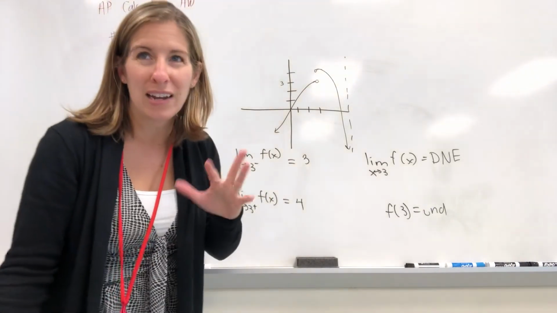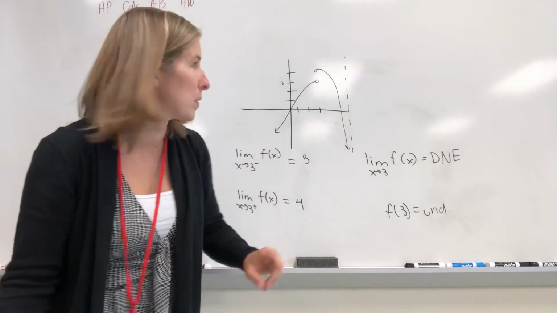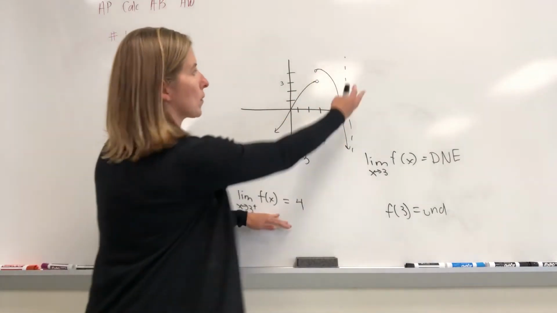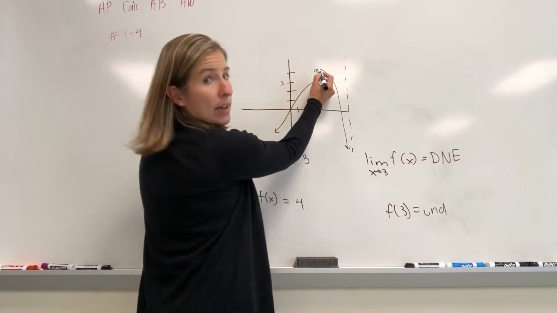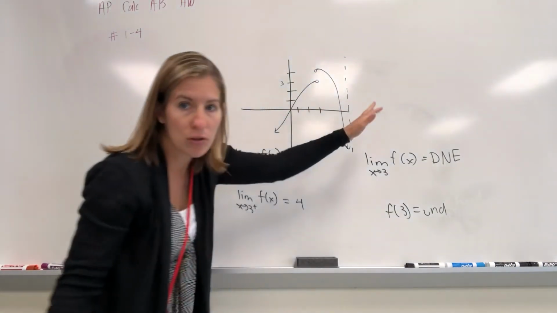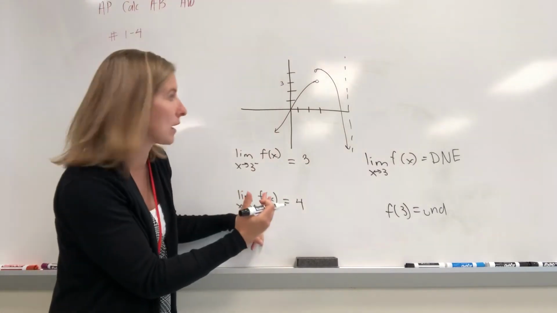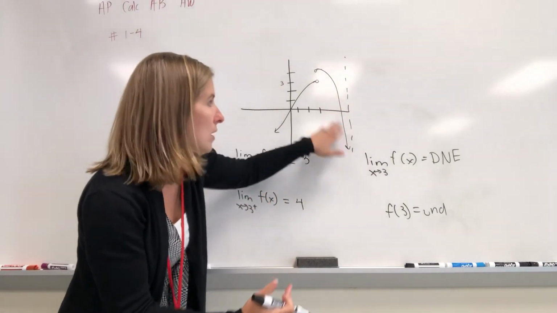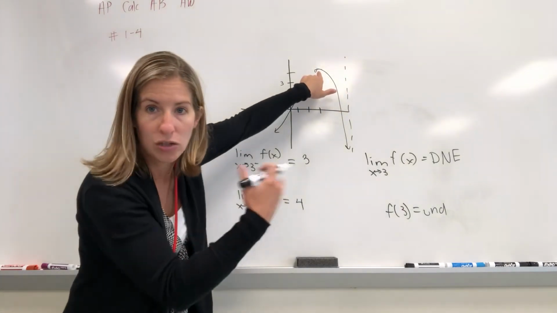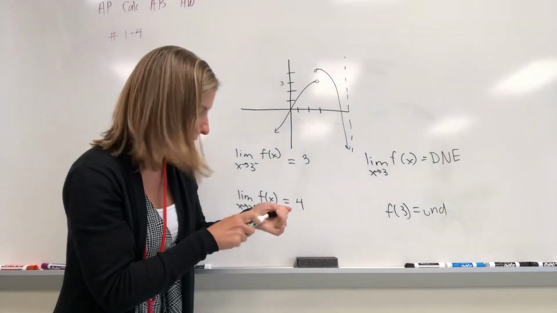The other thing that I noticed that seemed like people were having an issue with is, when you're looking at 3 from the right, you're just looking right here. What's going on further to the right has nothing to do with just to the right of 3. So don't worry about this portion of the graph. You're just right where it's just to the right of 3. Okay, I hope that helps.